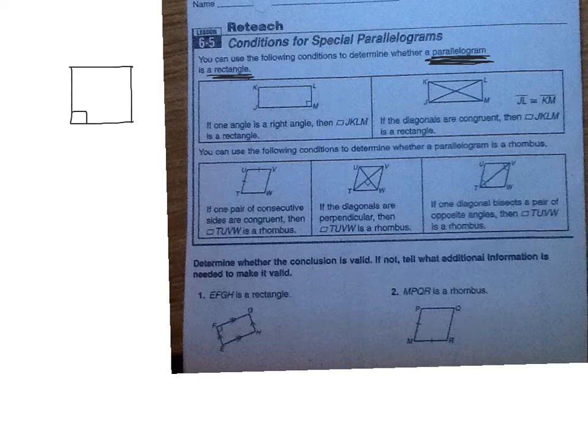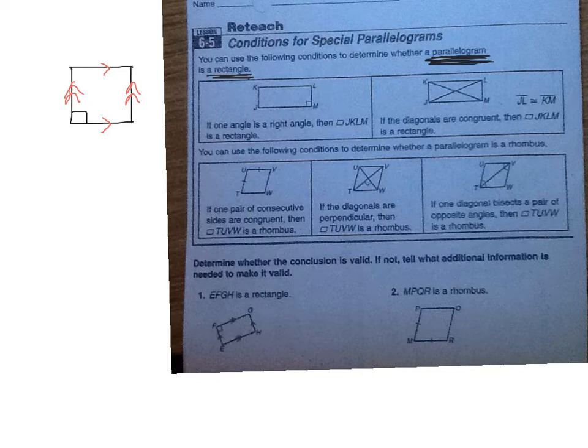How are they going to tell me that it's a parallelogram? You need to first of all have those arrowheads on the sides, okay, indicating that that quadrilateral is a parallelogram. So if they're saying that it's a parallelogram and they just give you an angle that is a right angle, then you can say that it's a rectangle. But it's not a square, it's a rectangle, okay?